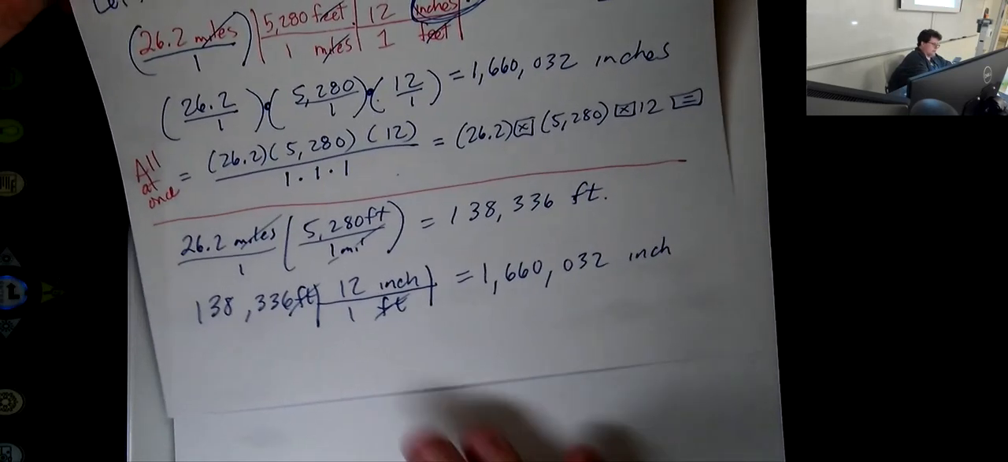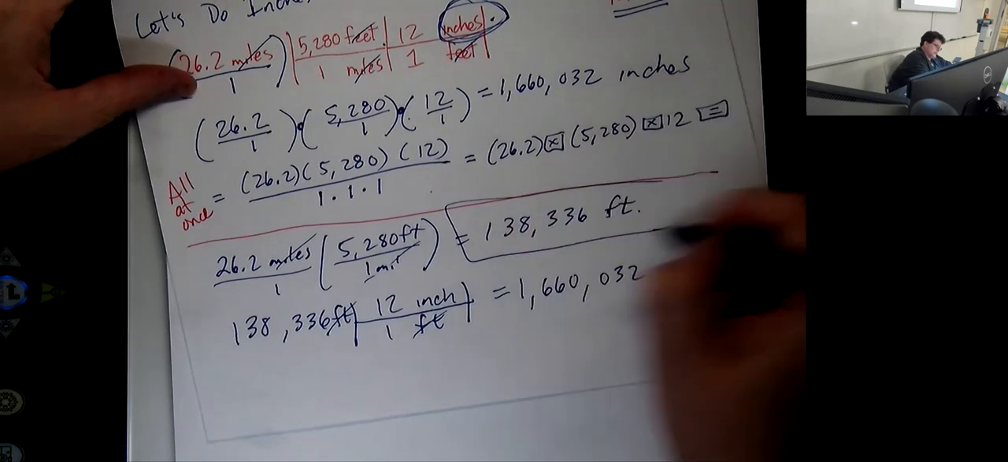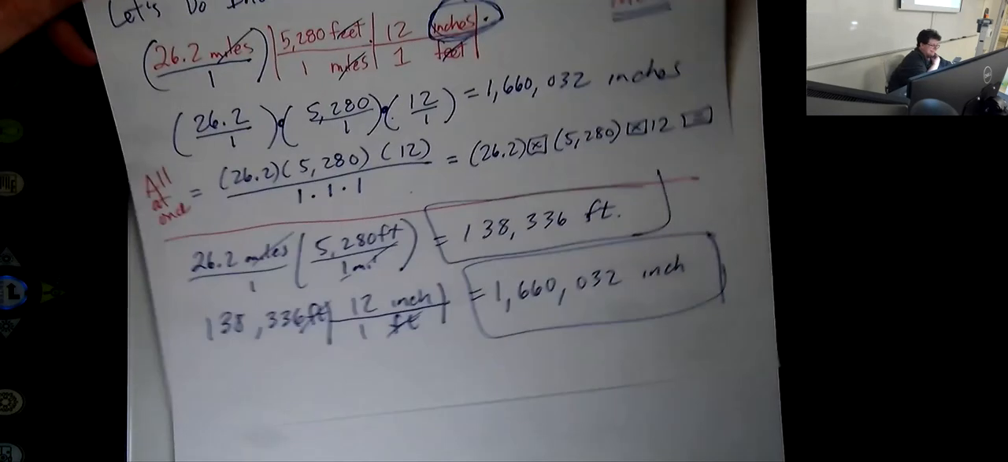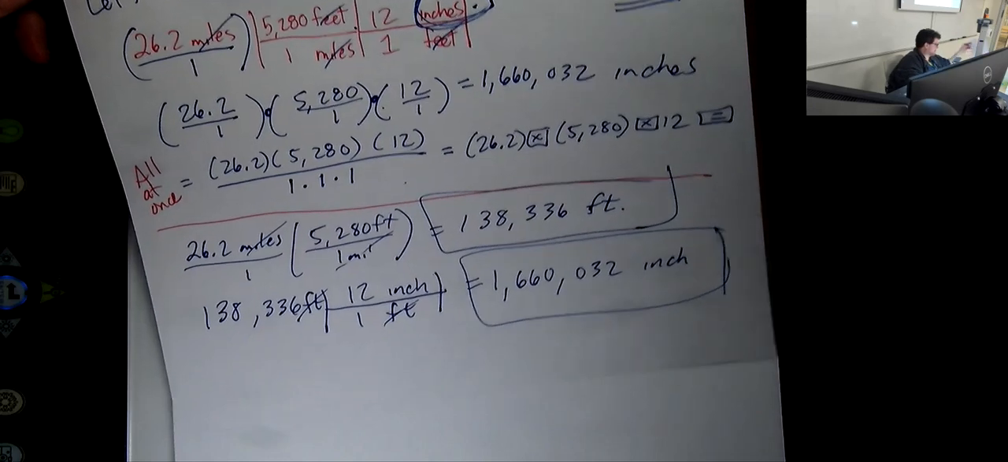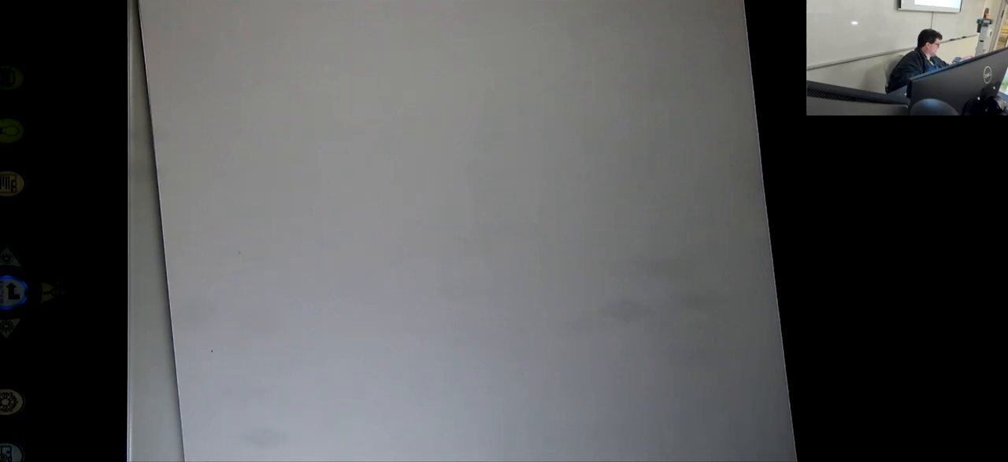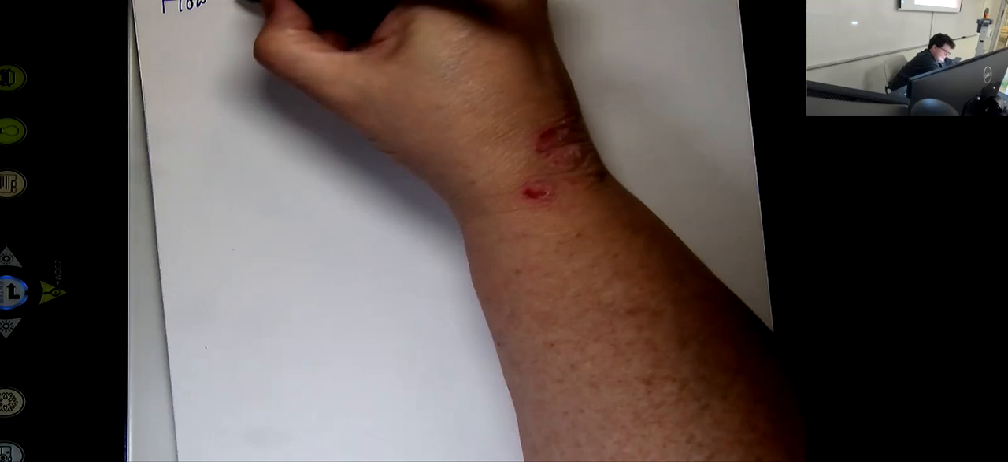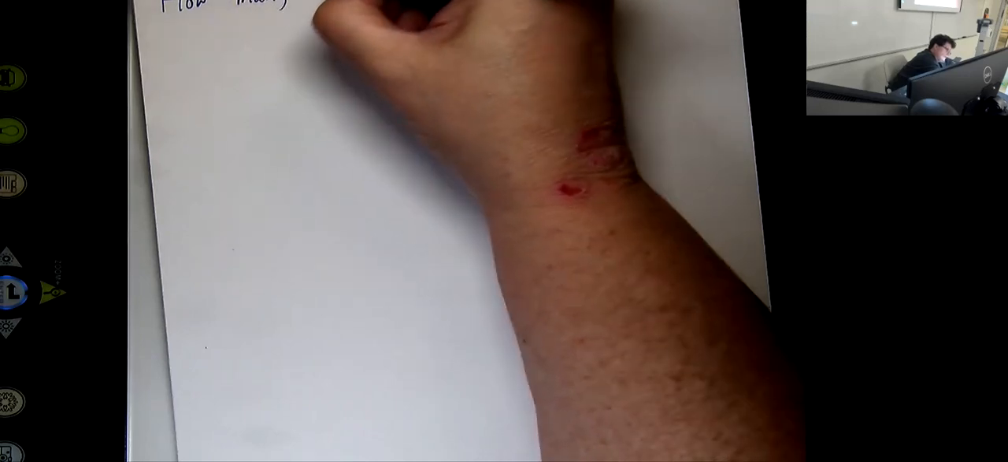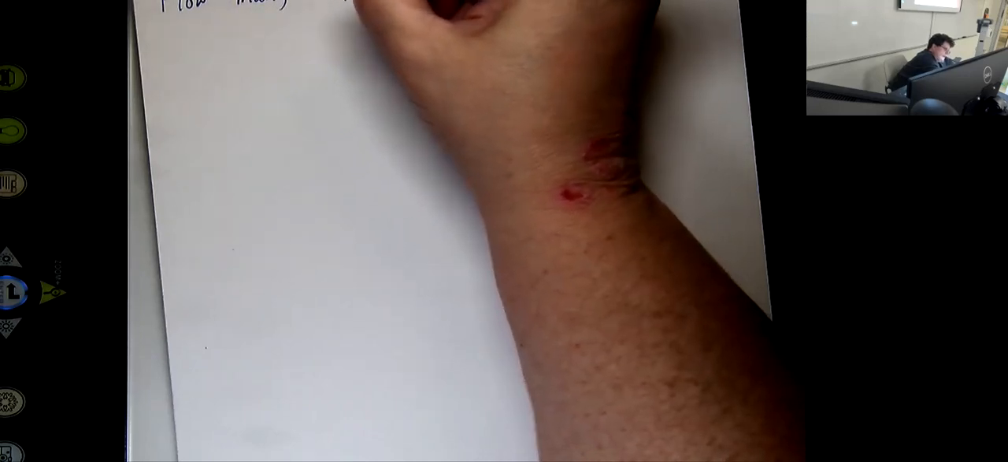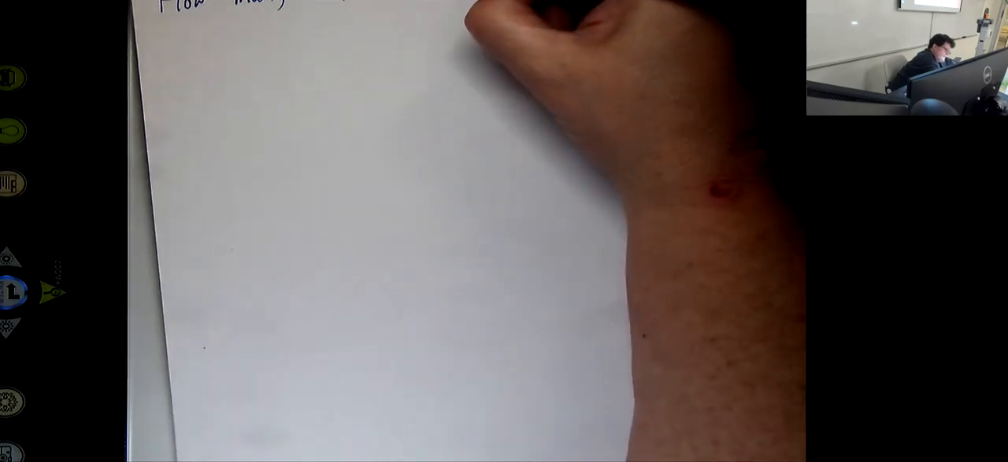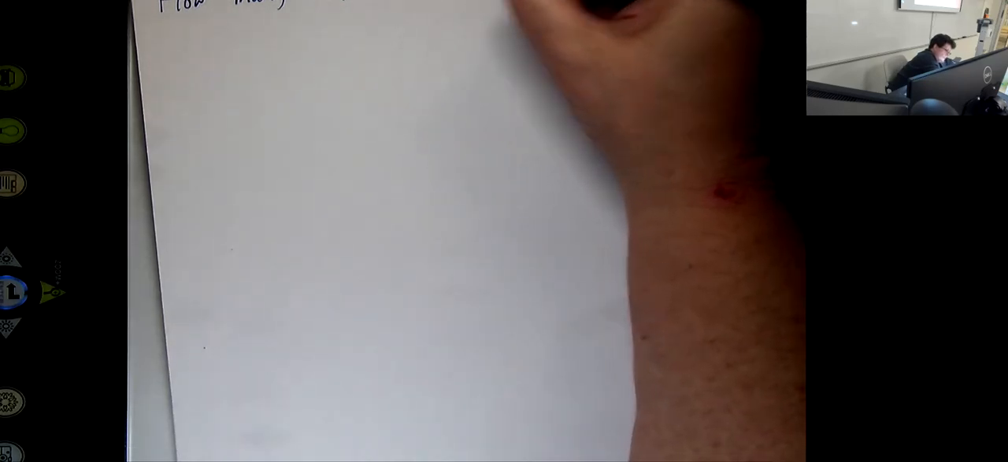Let's take a look at another one. So we got both answers there. We figured out how many feet it was too, so we had feet and inches. Let's just go straight to it. How many teaspoons in, let's make it fun, 0.78 gallons of milk?